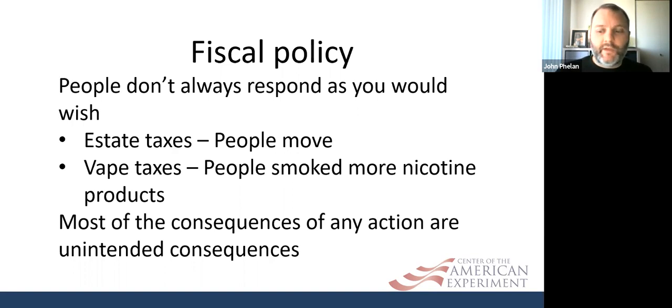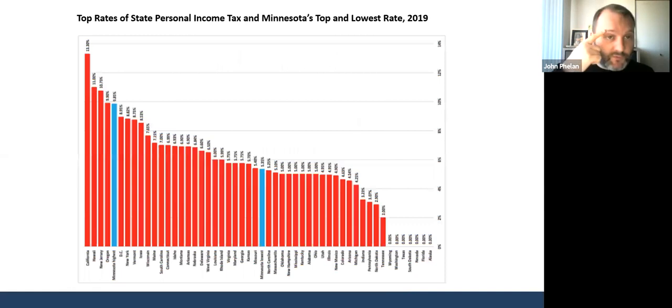That brings me to the end of my slides. And actually, there's one more. This here shows you Minnesota's top and lowest rates of income tax compared to the top rates of income tax in all the other states. And this is an interesting point. It goes back to the point I made about people moving out and people actually leaving. Because what you see here is that we have a high top rate of income tax. We've got like the fourth or fifth highest in the US after California, Hawaii, New Jersey, and Oregon.